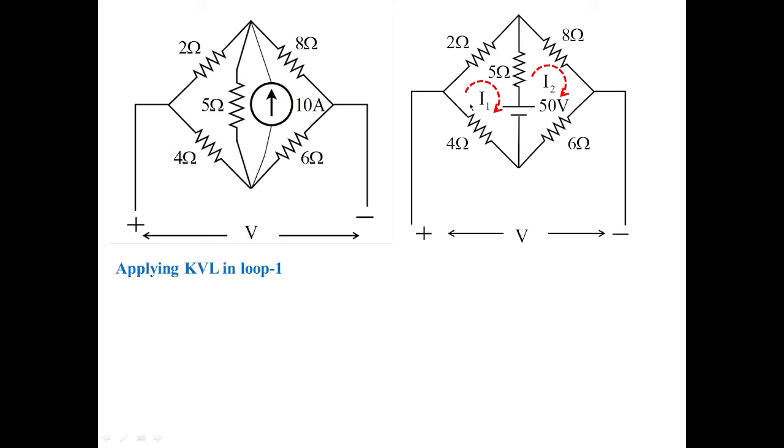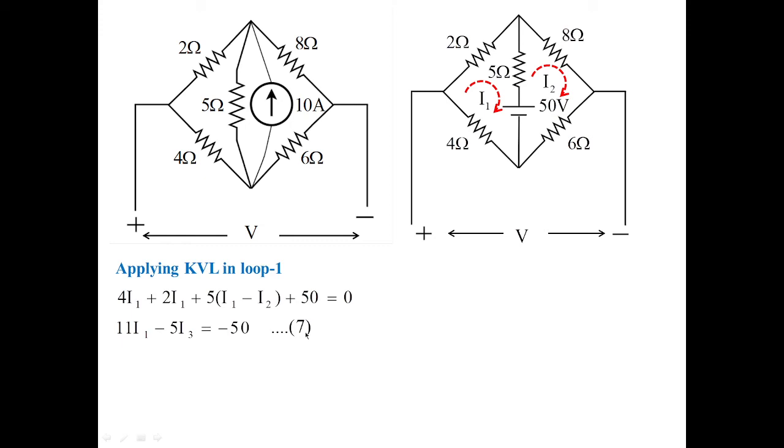So applying KVL to loop 1, I'm going to get 4 I1, since it's open circuit, that's why it's 4 I1, plus 2 I1 plus 5 I1 minus I2 plus 50. On the path, I'm getting the value of voltage as 50. That's why I'm taking the positive 50 equal to 0, which will give you the equation as 11 I1 minus 5 I3. No, it should not be I3, it should be I2. Sorry for the mistake. It should be minus 5 I2 is equal to minus 50.